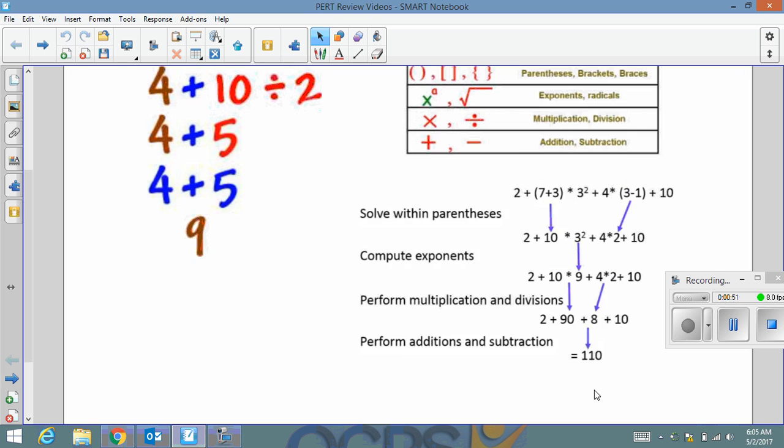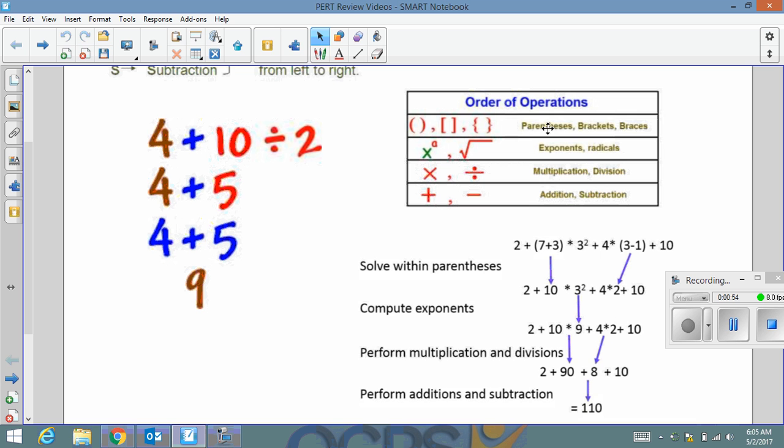So again, it's going to be any of your parentheses, which includes brackets and braces, also includes top and bottom of your fraction or absolute value. You're going to then do your exponents, which includes your radicals, your square roots, cubed roots, etc. Then multiplication and division, as you see it from left to right, and addition and subtraction, as you see it from left to right. Let's go ahead and take a look at our 4 square.